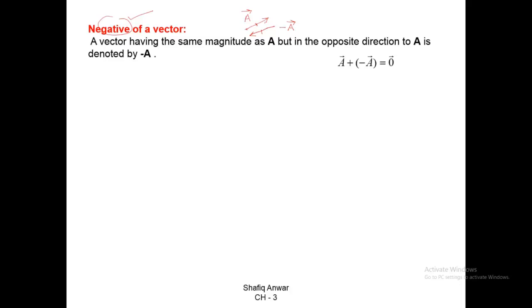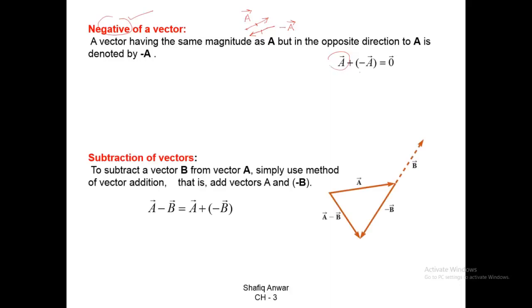Right, so a negative vector is a vector which has the same magnitude but in the opposite direction, 180 degrees different. Now if you add any vector with the negative of that vector, you will get zero as the answer. Now, how do we subtract vectors?